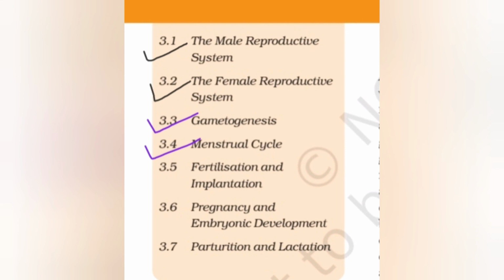So in this lecture we have covered these two topics, gametogenesis and the menstrual cycle. In the further lectures we will be completing these three topics: fertilization, implantation, pregnancy and embryonic development, and parturition and lactation. Till then, keep studying.